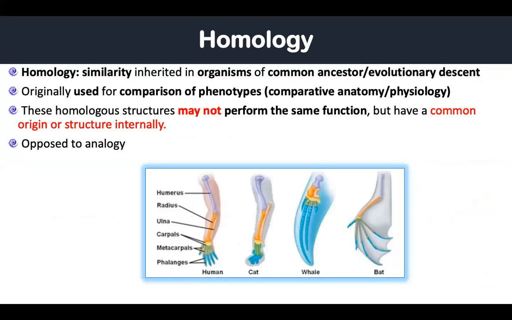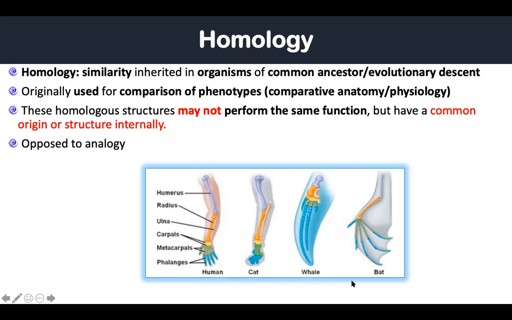Right, so the next term, homology, if you look at the dictionary, it also means similar. This is actually similarity inherited in organisms from common ancestors, the same evolutionary descent. Originally it was used to compare phenotypes, especially in comparative anatomy or physiology. And these homologous structures may not perform the same function, but they have a common origin or structure internally. So this is an example. This is a human's hand, cat, whale, and a bat.